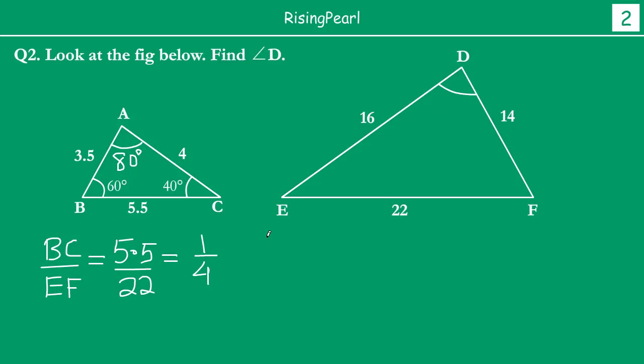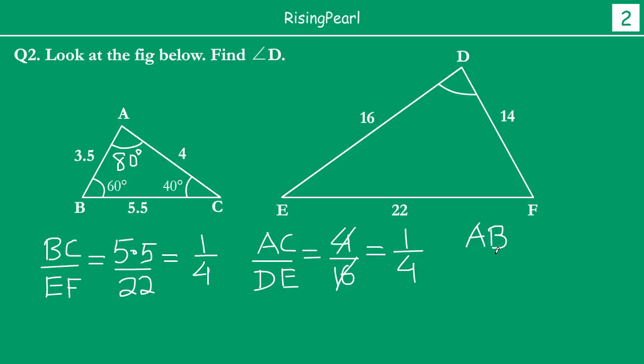So in other words, if you do AC by DE, then AC is 4 and DE is 16, which is equal to 1 by 4. Similarly, which side is left here? We looked at BC, we looked at AC, so AB is left. So AB by, which side is left in this triangle? EF, DE, so DF is left, DF.